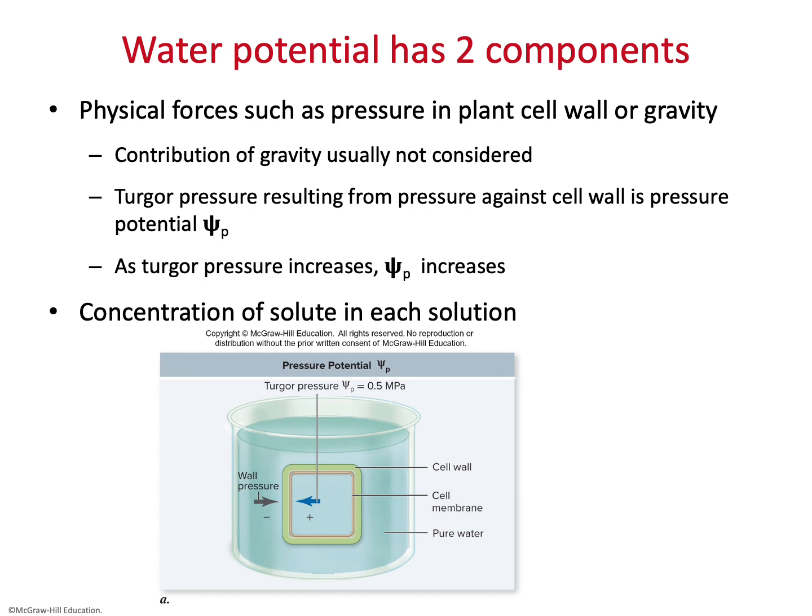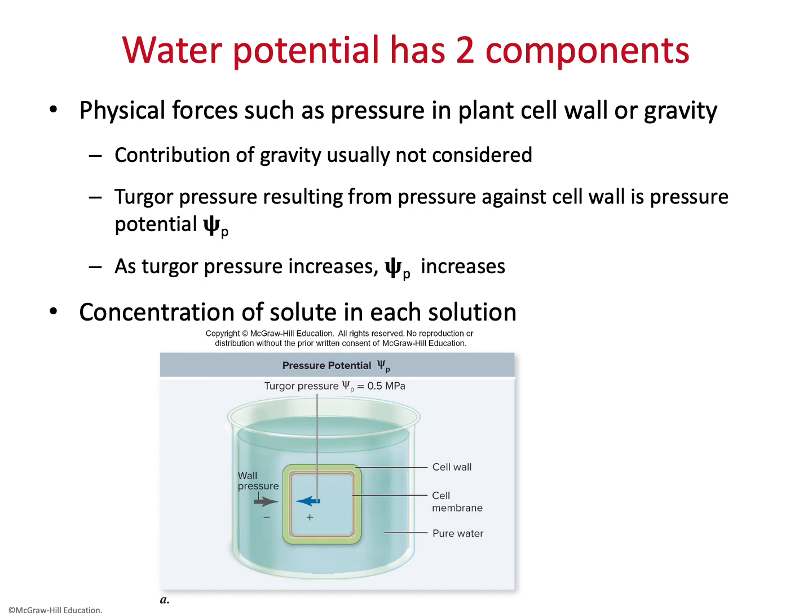When you think about water potential, we need to pay attention to two components. The physical forces, such as pressure on a plant cell wall or gravity, as well as the concentration of solutes in each solution. We have to consider both of these components to get the total water potential in a cell. Let's first look into physical forces. The contribution of gravity to water potential is so small that it is not included in this calculation.